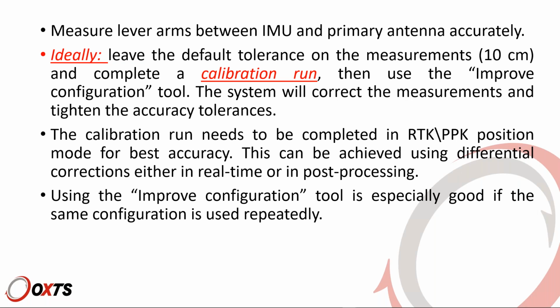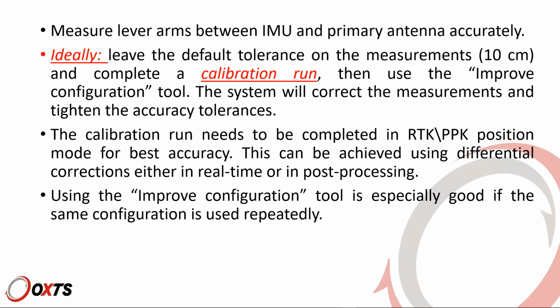So ideally, you would leave the default tolerance, which is 10 centimeters on lever arms, and run a calibration run, a thorough warm-up. We will go through this in a minute. Then use the improve configuration tool, through which the system will have measured, during the warm-up, the real distances from the antennas. And through this tool, it will apply this configuration to itself, if that makes sense. So through this calibration run, you leave it to the system to figure out what your real actual lever arms are.